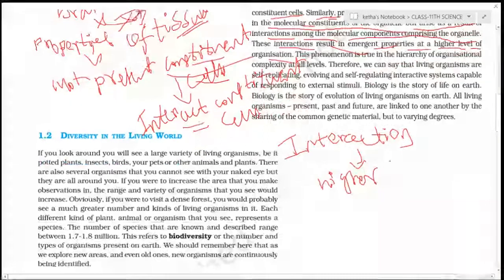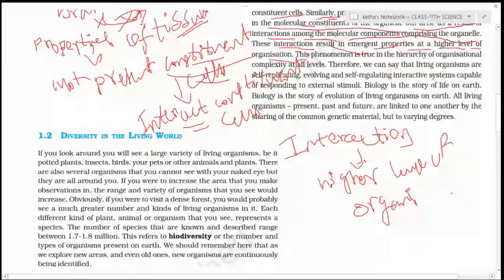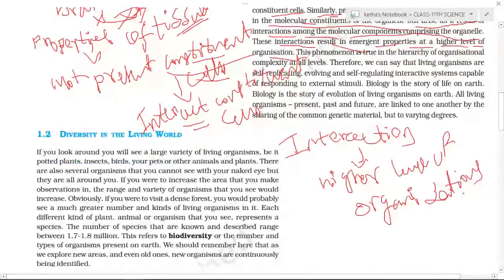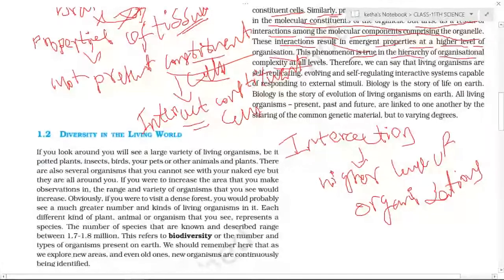Higher level of organizations. This phenomenon is true in the hierarchy of organizational complexity at all levels.